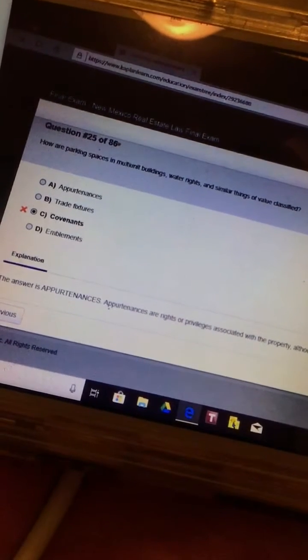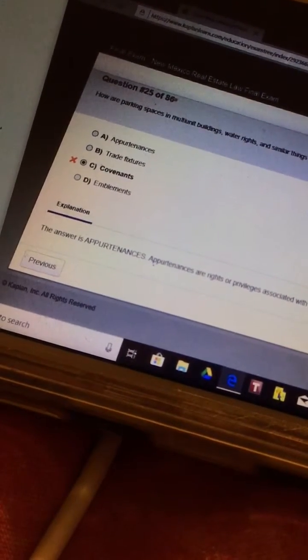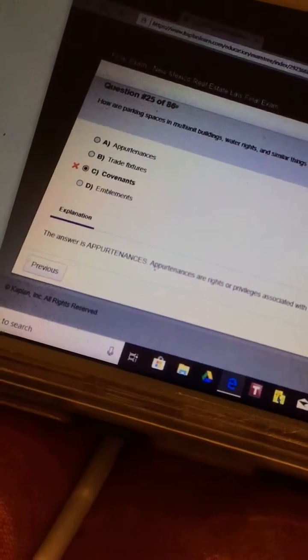How are parking spaces in multi-unit buildings, water rights, and similar things of value classified? A, appurtenances. B, trade fixtures. C, covenants. Or D, emblements. The answer is A, appurtenances. Appurtenances are rights or privileges associated with the property, although not necessarily part of the property.